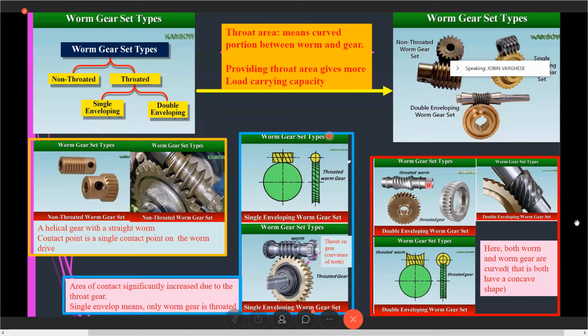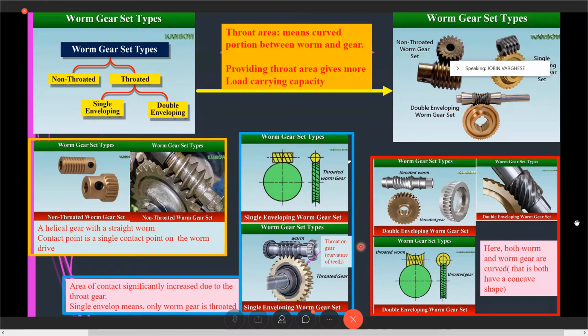In the case of double enveloping, the reason it is called double enveloping is that this is also bent. The axis here is also bent. In both cases it's bent, so that the contact area is much higher in this case when compared to this one, where a greater amount of force can be transferred.